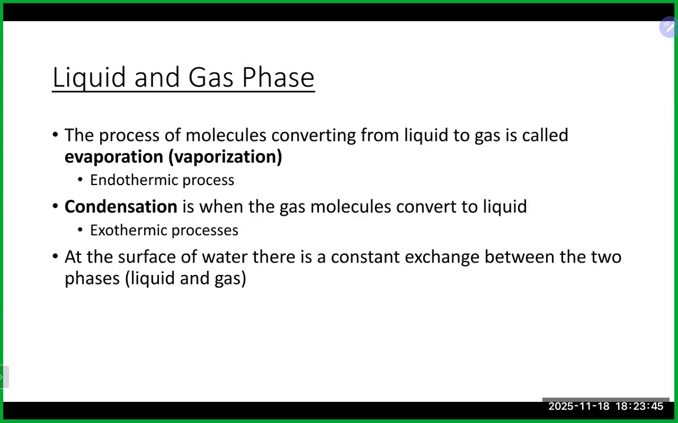So the process of molecules converting from liquid to gas is known as evaporation or vaporization, and that is an endothermic process. Again, endothermic meaning obviously energy is absorbed. So as we go from liquid to gas, that's evaporation. That requires you to do what we just saw in the previous picture, which is heat it up, add energy in to get it to boil. Condensation is when gas molecules are converted to liquid, and that is an exothermic process. So exothermic is when energy is released.